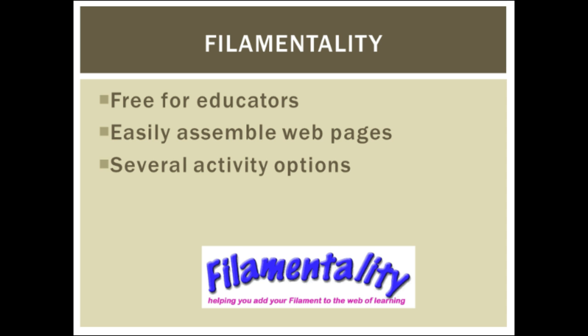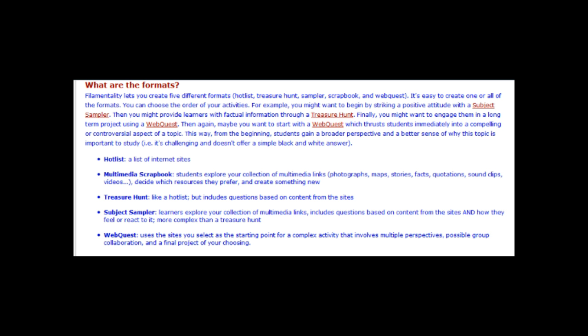There are several activity options available at the Filamentality website. The activity options that Filamentality makes available to you include a hot list, which is simply a collection of websites that you would link to, and a multimedia scrapbook, where the resources you include would be grouped by the different type of media. So you would group things by images, by sound, and so on.